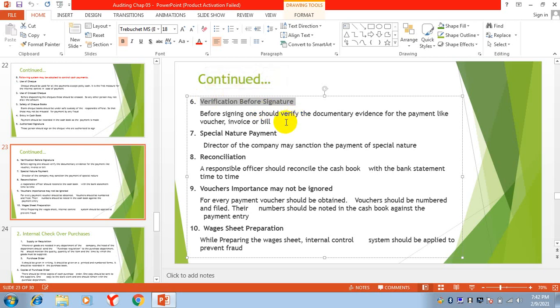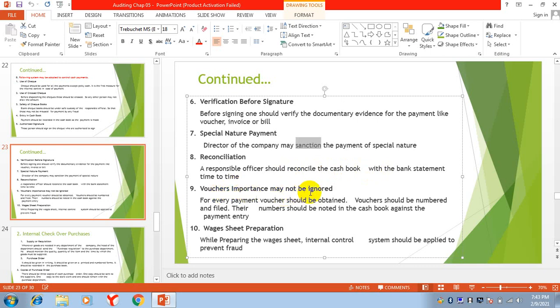He will match this with the voucher or invoice before signature. Then special nature payment. For special nature payment, you need sanction from the top management, so approval from top management is important. Reconciliation means reconciliation statement. One responsible person must prepare the bank reconciliation statement from time to time. Mostly we are making a monthly bank reconciliation statement.